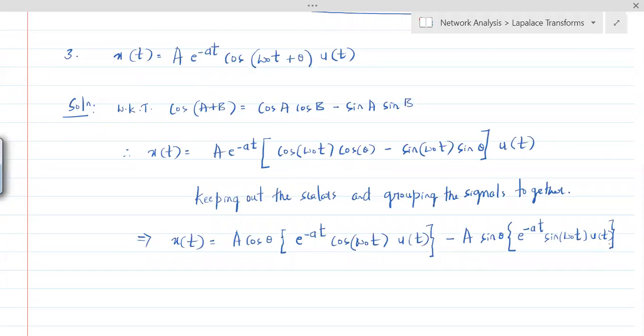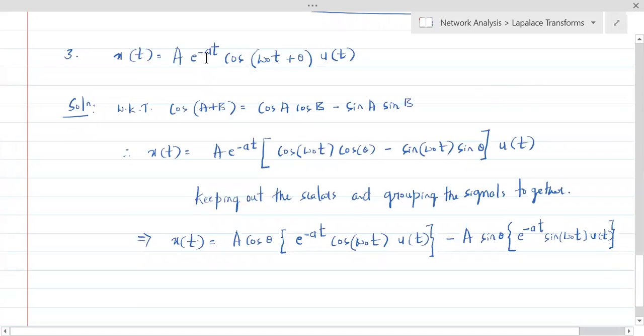Now what we need to do after this? We need to just apply the Laplace transform. We have brought the signal x of t, which was sinusoidal in nature, into the required form, and we know the Laplace transform of these.